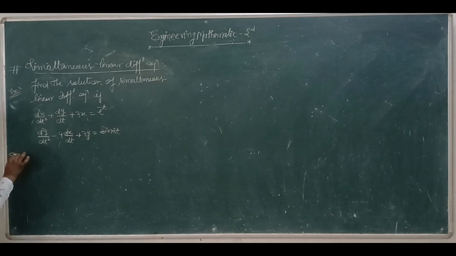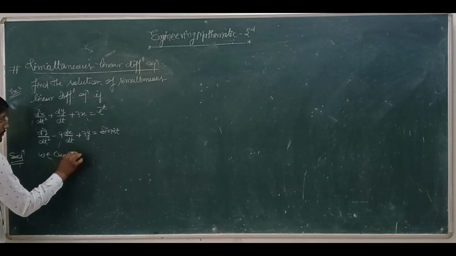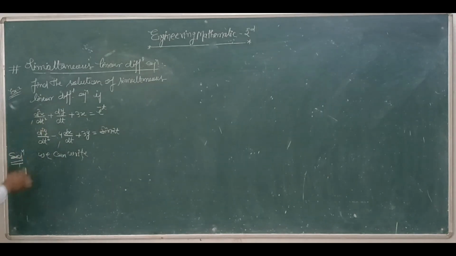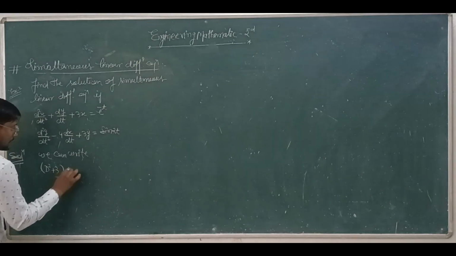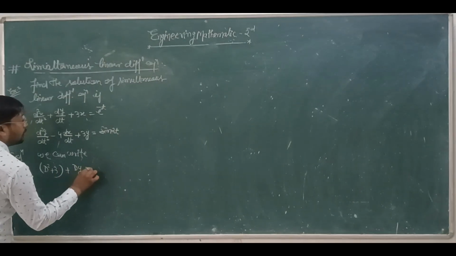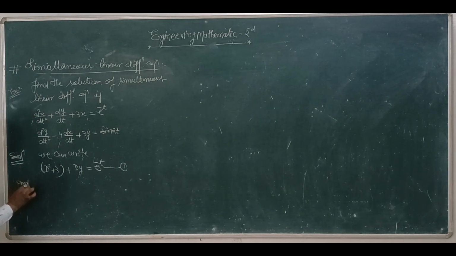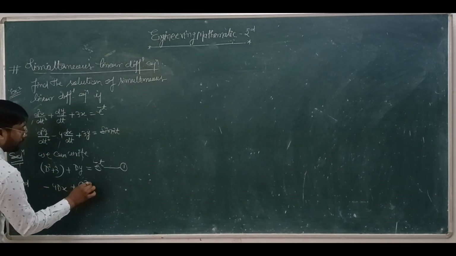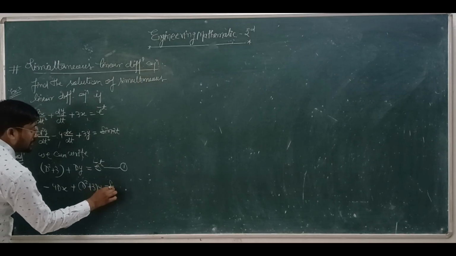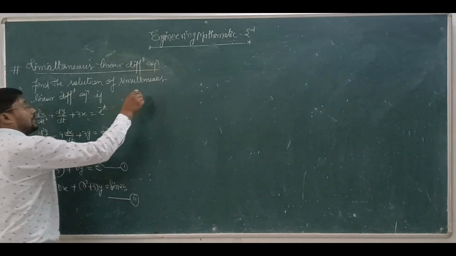First of all, you can write the solution of this problem. We can write (D^2 + 3)x + Dy = e^(-t). This is equation number first. And you can write this equation: -4Dx + (D^2 + 3)y = sin 2t. This is equation number second. Now solve equation first and second.